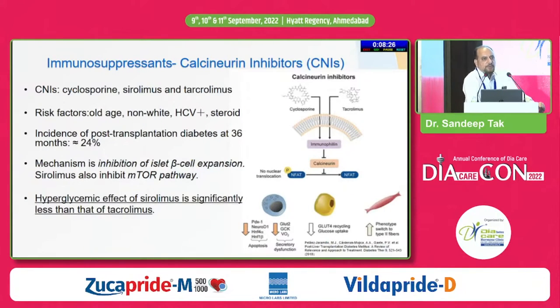Commonly used immunosuppressants like the calcineurin inhibitors such as cyclosporin, sirolimus and tacrolimus can also cause diabetes. It is called post-transplant diabetes, and risk factors are old age, non-white ethnicity, HCV positive patients, and sometimes these patients are also on steroids, so that also is a risk factor. The main mechanism is inhibition of islet beta cell expansion. Sirolimus also inhibits the mTOR pathway. One important thing to note here is that the hyperglycemic effect of sirolimus is significantly less than tacrolimus. So if the patient is on tacrolimus and developing hyperglycemia, you can try sirolimus and see if it is managed or not.